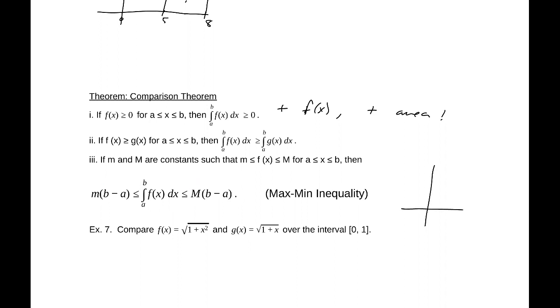Here is my example. If I have points A and B, I'm going to box this in. My lowest function value is m. My largest function value is capital M.